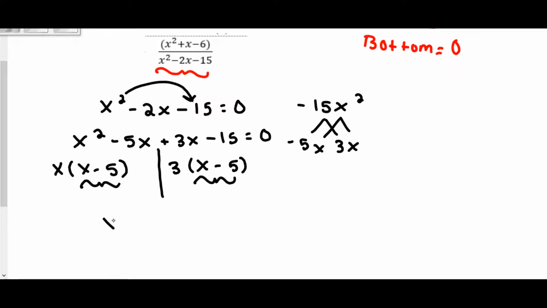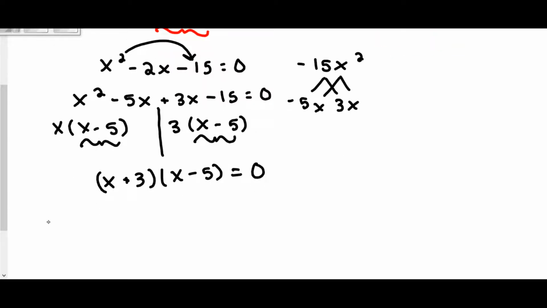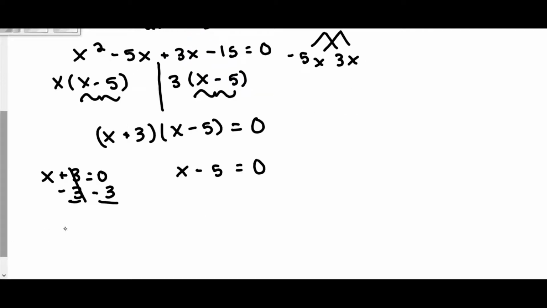So I'm left with x plus 3, x minus 5 equals 0. Now I'm going to set both of these factors equal to 0 and solve for my values of x that make the bottom of my function undefined or equal to 0. Minus 3 to both sides. X equals negative 3. Plus 5 to both sides.